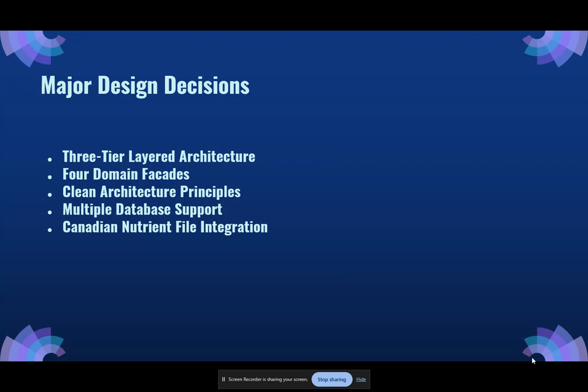The three-tier architecture ensures separation of concerns with strict boundaries enforced via dependency injection. Four domain facades, profile, meal log, swap, and visualization encapsulate business logic and simplify access to subsystems. Clean architecture principles guide the system design. Dependencies point inward, layers rely on abstractions, and high-level modules remain independent.